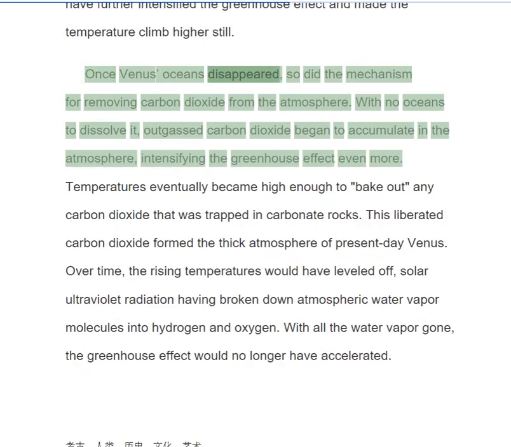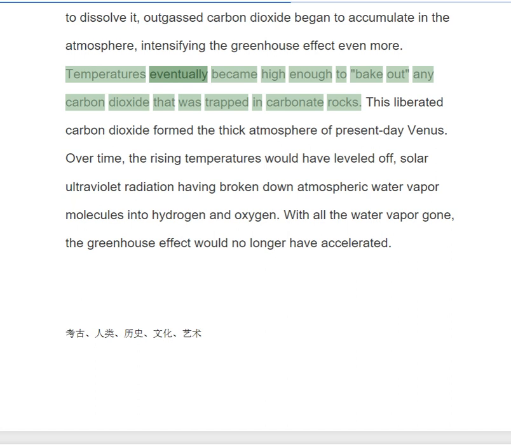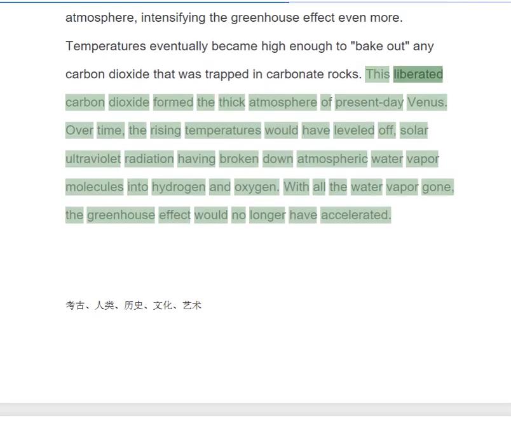Once Venus oceans disappeared, so did the mechanism for removing carbon dioxide from the atmosphere. With no oceans to dissolve it, outgassed carbon dioxide began to accumulate in the atmosphere, intensifying the greenhouse effect even more. Temperatures eventually became high enough to bake out any carbon dioxide that was trapped in carbonate rocks. This liberated carbon dioxide formed the thick atmosphere of present-day Venus.